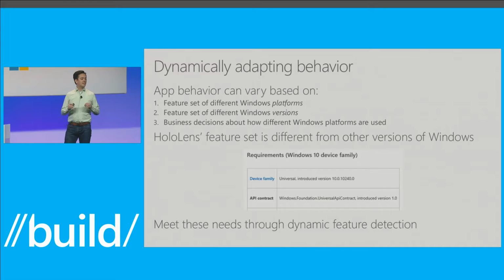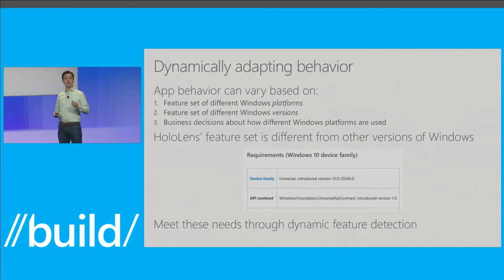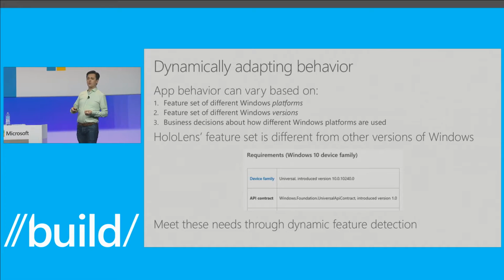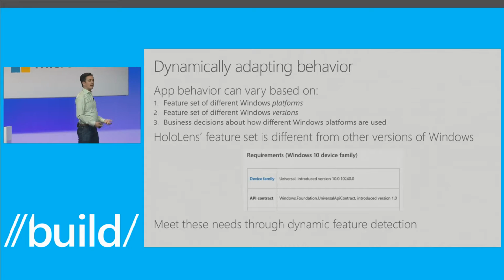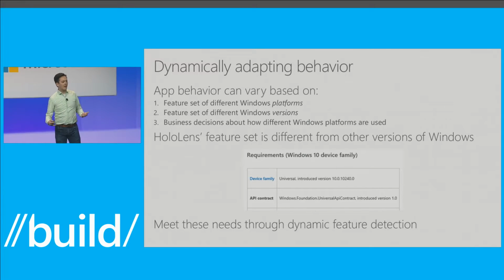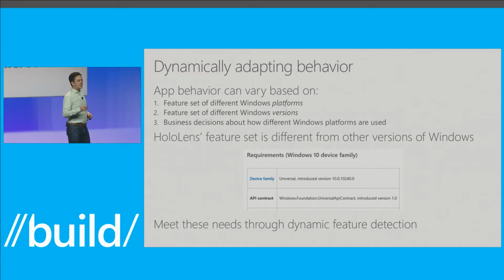So, dynamically adapting behavior. Some of the reasons why you might want to do this include whether or not the feature set is present on the particular Windows platform you're using. As I mentioned, on HoloLens, we don't currently support share or print. Or maybe feature detection based on Windows version. What if we add share and print in the future? Wouldn't that be cool if your app could just light up and take advantage of these new operating system features without you having to monitor what features are on what platform and ship new versions? I think that'd be pretty great. And as I mentioned, there may also be business decisions about how different Windows platforms are used, and you might want to pivot on that.